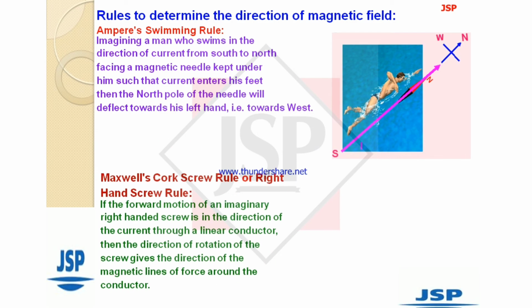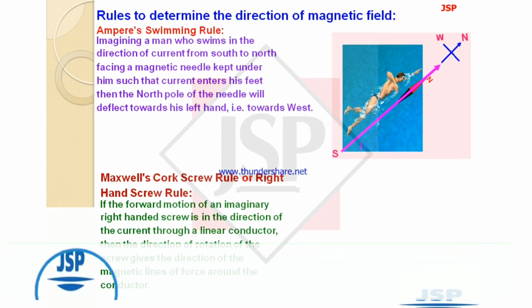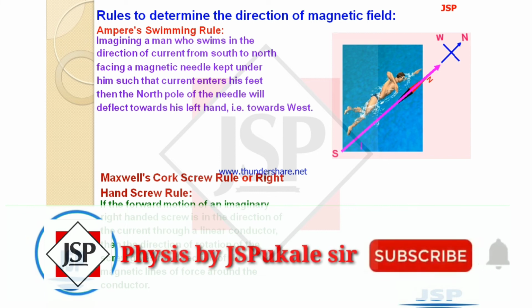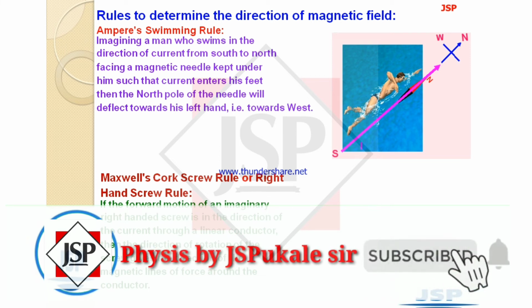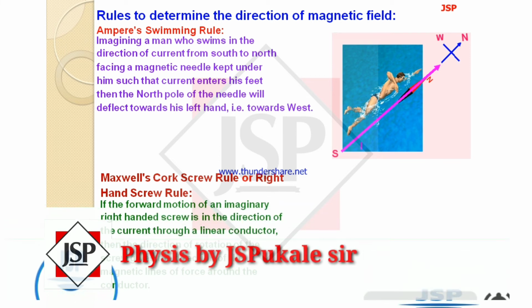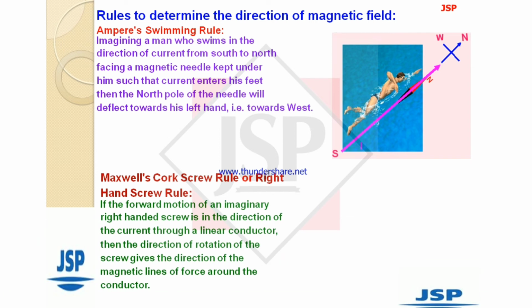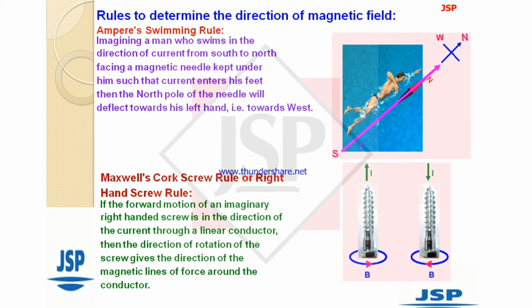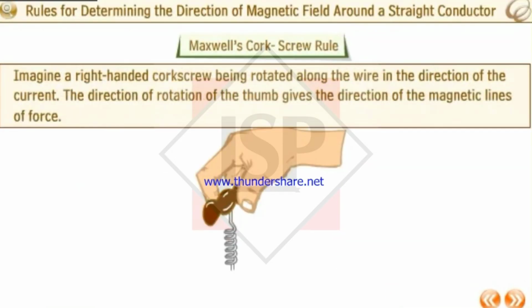Maxwell's corkscrew rule, or right hand screw rule. If the forward motion of an imaginary right-handed screw is in the direction of the current through a linear conductor, then the direction of rotation of the screw gives the direction of the magnetic lines of force around the conductor. Maxwell's corkscrew rule.